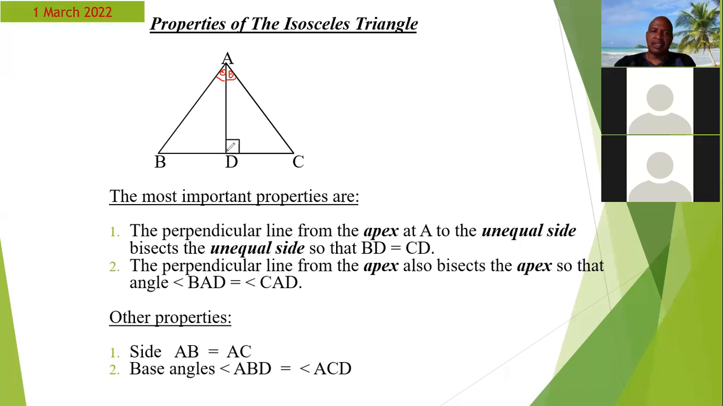Now, the unequal side is cut into two equal parts. So from B to D, if the length of that is X, then it also means that on the other side, from D to C, can anybody guess what the length of that would be?